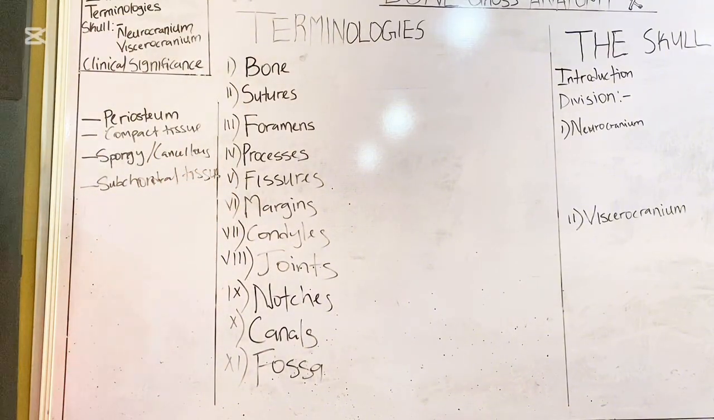Now each of these tissues that comprise the bone actually serve different functions. The periosteum is the outer lining of the bone.